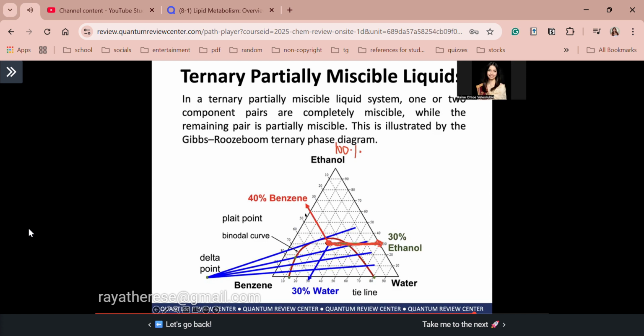Next, we determine the composition or relative amount of benzene. Again, we see the relative amount of benzene here because 100% benzene is here. Just look at the guidelines here, the broken lines, and you will see that at this point on the binodal curve, the relative amount of benzene is 40%. You see, they are perpendicular from one another.